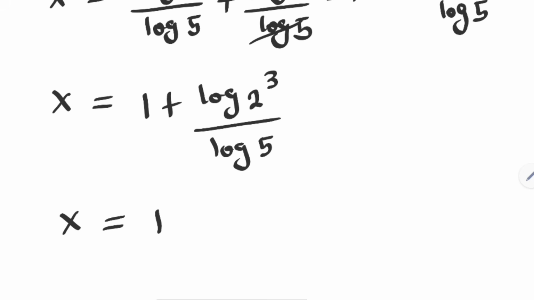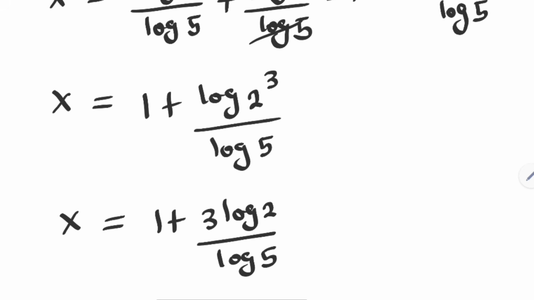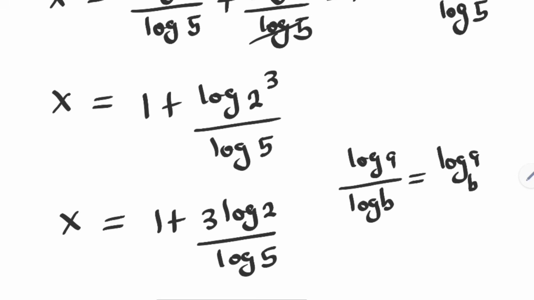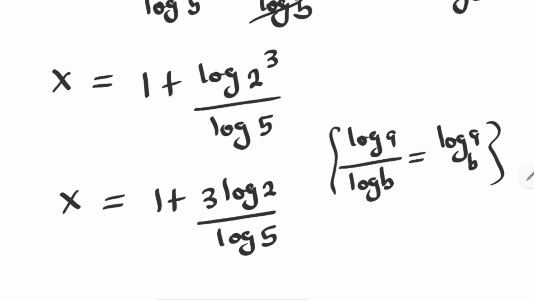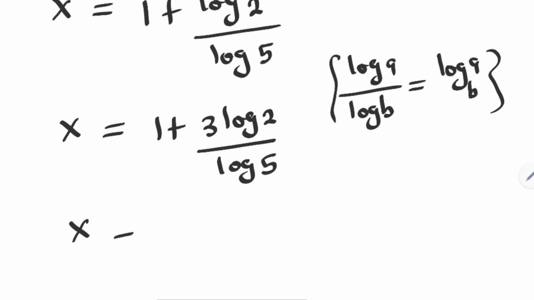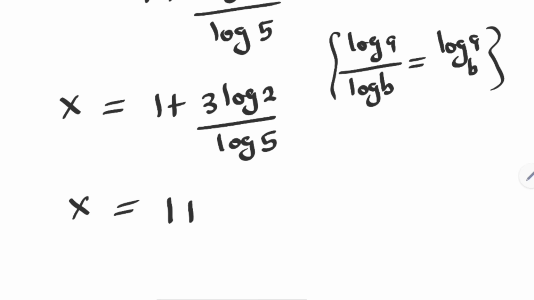X is equal to 1 plus log 2 raised to power 3 can be written as 3 log 2 divided by log 5. Then if you have log A divided by log B, this is equal to log A base B. X is equal to 1 plus 3 log 2 base 5. This is the final answer.